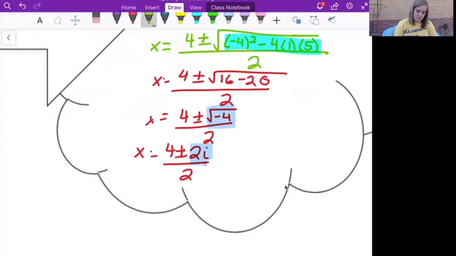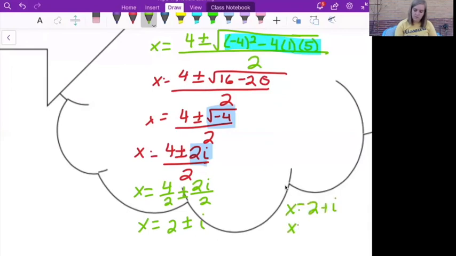Now, we can make it x equals 4 divided by 2 plus or minus 2i divided by 2. So we get x equals 2 plus or minus i. And again, we can split this into 2 different answers. So we get x equals 2 plus i and x equals 2 minus i. And so those are our answers.